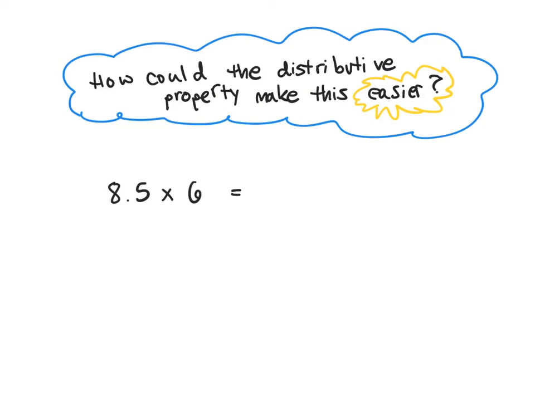So I've got a little math problem here. I need to know what 8.5 multiplied by 6 is. And I could just write it out and multiply it, but my question that I want to ask here is how could the distributive property make this easier?